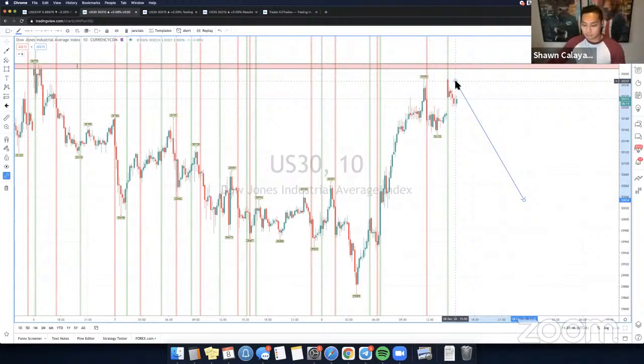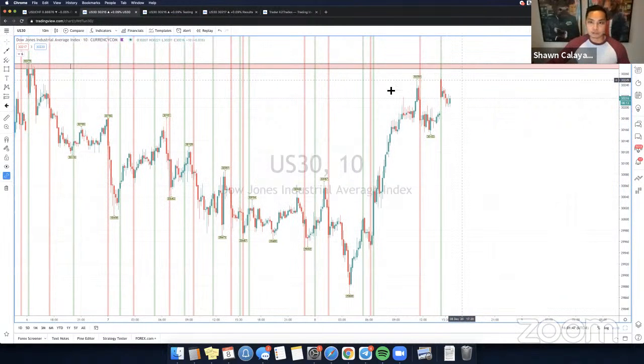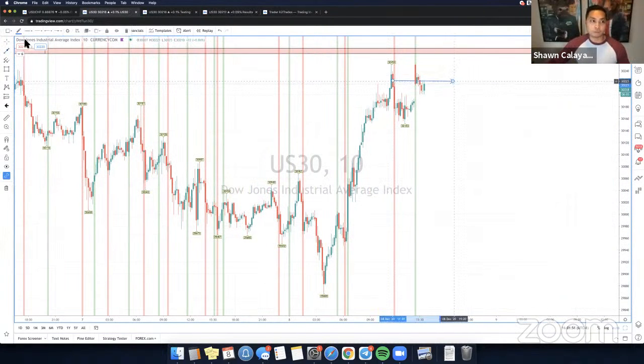I think tomorrow, hopefully it doesn't move too much. I'm hoping it just goes sideways right here. And then hopefully tomorrow morning, it'll come up, test this area.